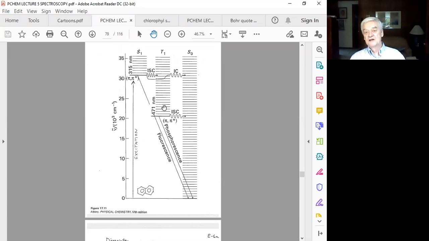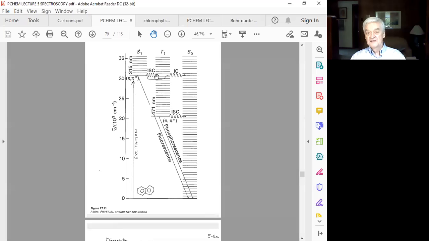All these horizontal lines are supposed to be vibrational levels, and it's actually a misrepresentation because it makes it look like they're all equally spaced. Naphthalene, I'm not going to count up all the atoms, but it's probably got somewhere between 40 or 50 different vibrations. Each of those vibrations has excited states. So there are just jillions and jillions of vibrational levels for each of these systems.